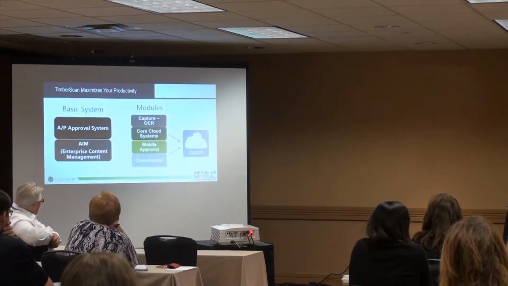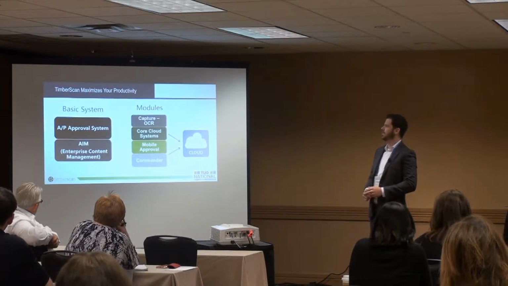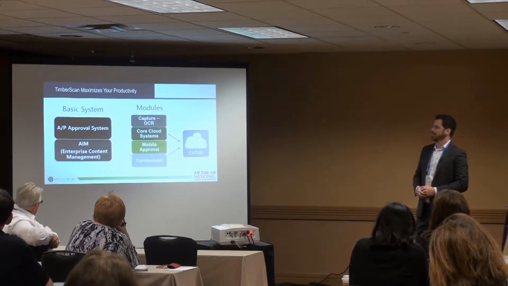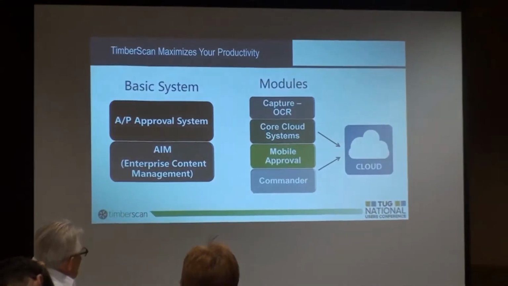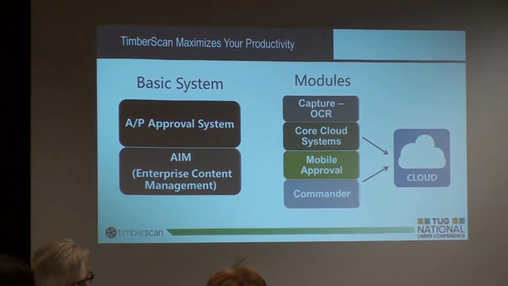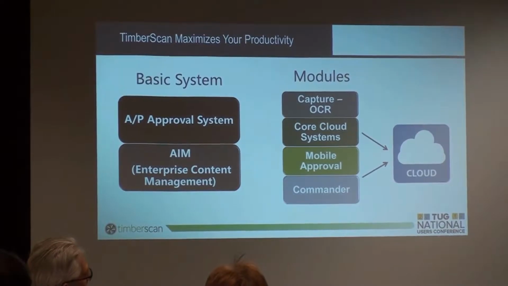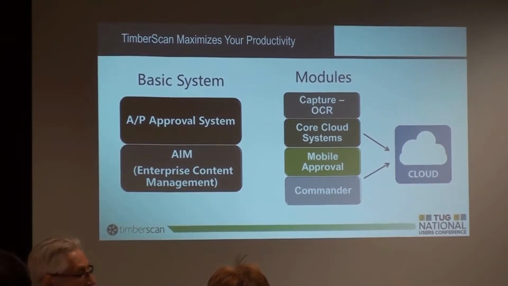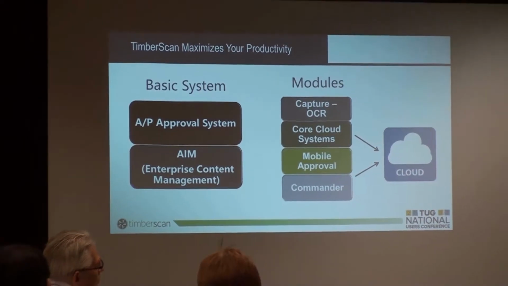A couple of things that we'll go over today. The basic system here in the black tiles you can see: the AP routing and approval system, and AIM, Enterprise Content Management. For those of you who don't know what AIM is, AIM came about because we built our success on the AP routing and approval system, and our clients came to us and said, we love TimberScan, we love what it's doing for AP, but what do we do with everything else? We have job photos, checklists, daily reports, we might have change orders, checks, HR-related documents, and they're in a folder somewhere, or on a folder on a server, that's unsecure.